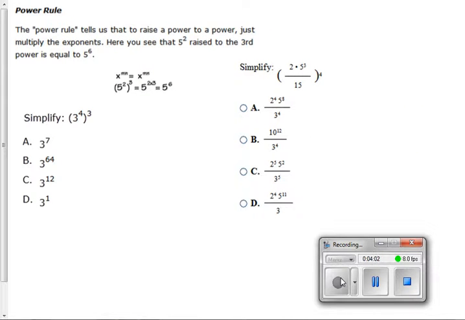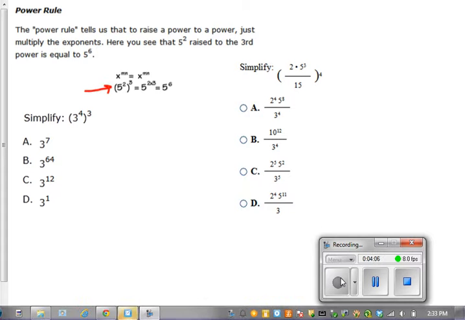Last rule here would be power to power. When you have a power that is raised to a power, we look at this example here, 5 to the 2nd raised to the 3rd. When you have an exponent raised to an exponent, you multiply your exponents. So 2 times 3, giving you 5 to the 6th. We have our base number 3. We have a power raised to a power. I'm going to multiply, and we have 3 to the 12th power. C, power to power. When a power is raised to a power, multiply.